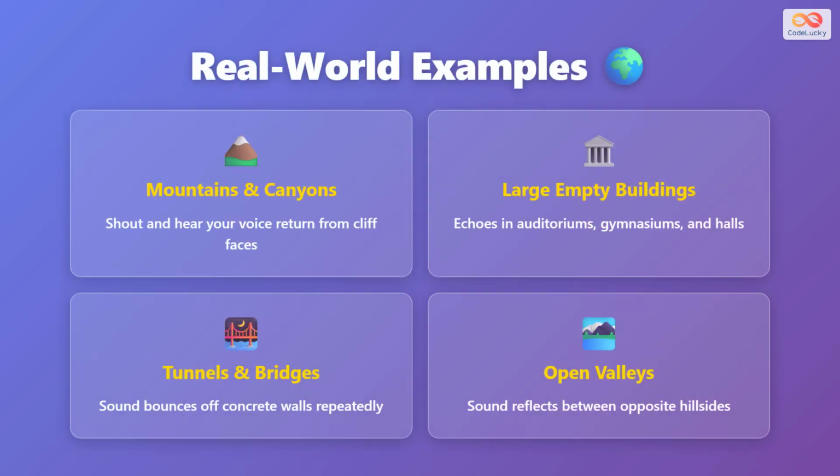Echoes occur naturally in many environments around us. In mountains and canyons, when you shout, your voice travels across the valley, hits the cliff face, and bounces back, creating a clear echo. Large empty buildings like auditoriums, gymnasiums, and halls often produce echoes because of their hard walls and large open spaces. Tunnels and bridges are also common places where echoes occur, as sound bounces repeatedly off concrete walls. In open valleys, sound can reflect between opposite hillsides, sometimes creating multiple echoes as the sound bounces back and forth.